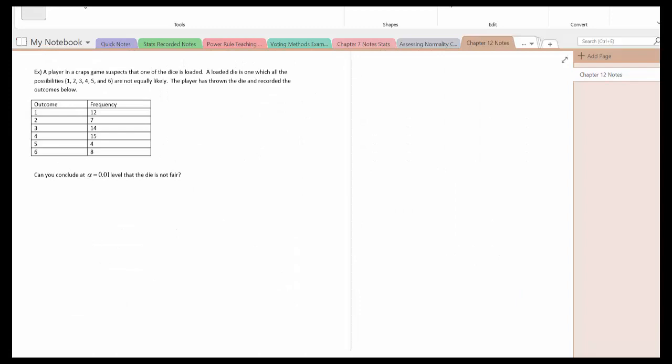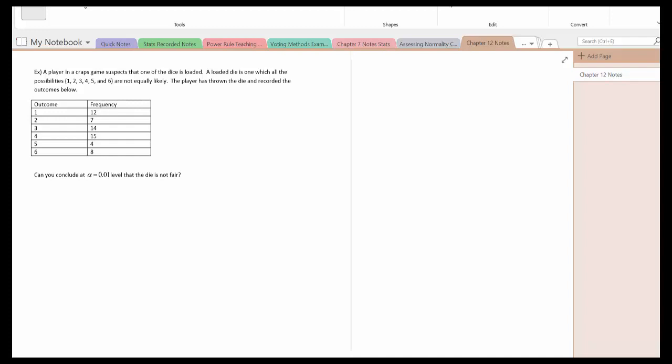Okay, let's take a look at the next example. A player in a craps game suspects that one of the dice is loaded. A loaded die is one in which all the possibilities are not equally likely. The player has thrown the die and recorded the outcomes below. Can you conclude at the alpha equal to 0.01 level of significance that the die is not fair?